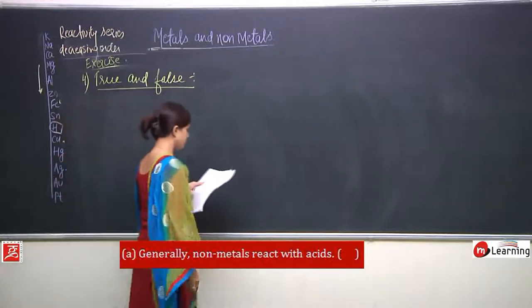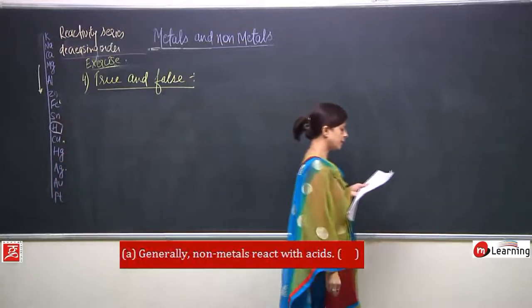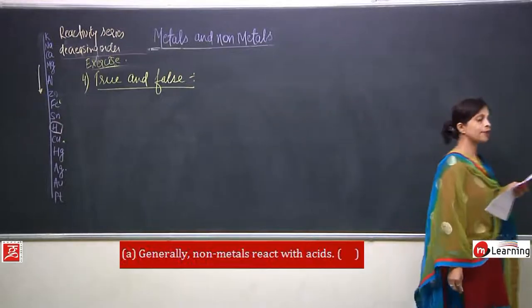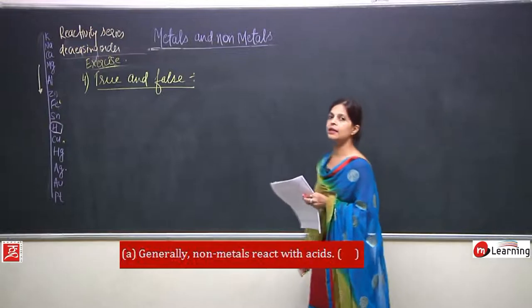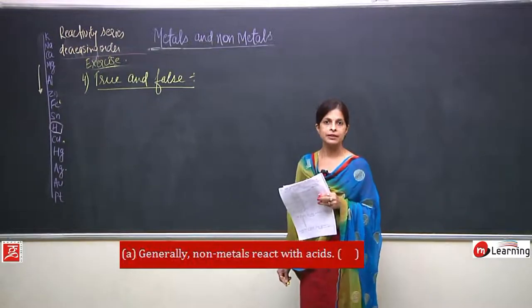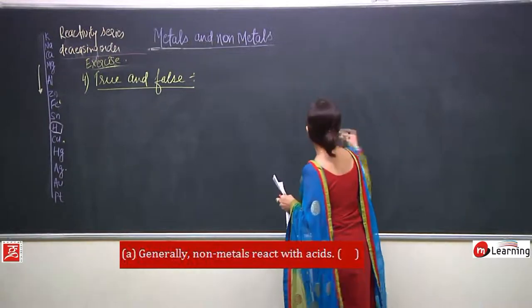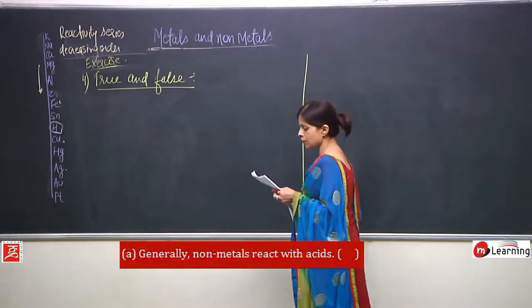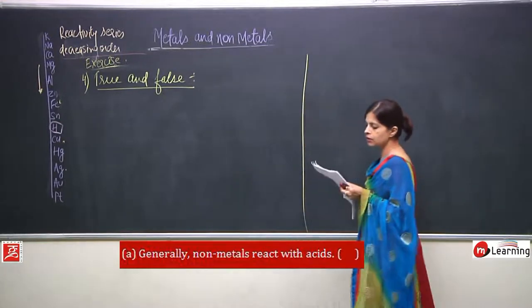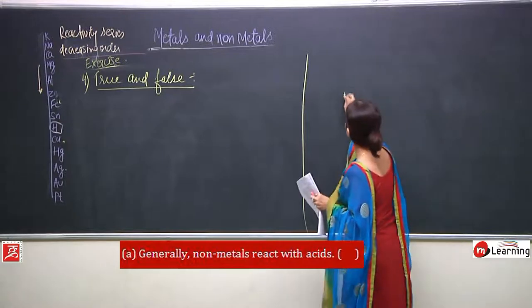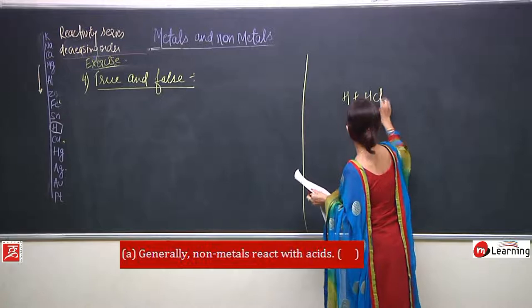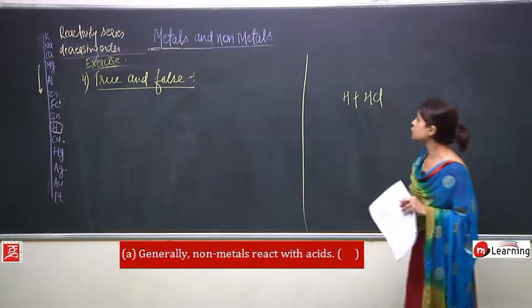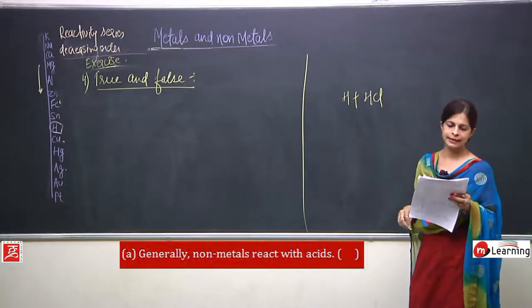See, the first one is: generally non-metals react with acid. Just now we have seen the reaction of metals with acids. We won't just mug up. Just now I told you what they are asking. Generally non-metals. I'll take the example of hydrogen, which reacts with acids, HCl. What will be formed? H2Cl? You think, is it there?